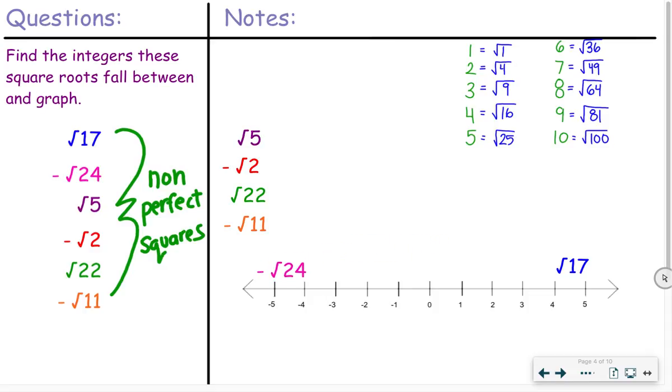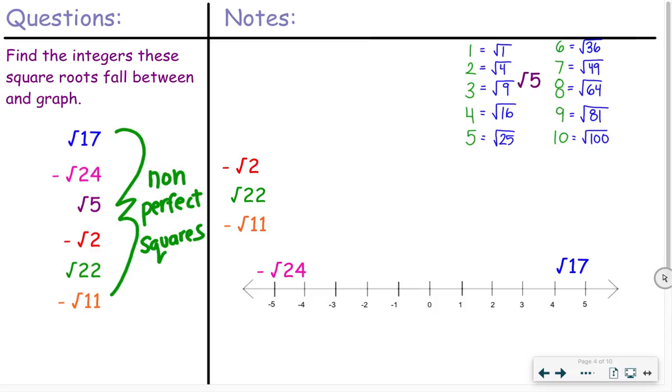So for example, for the square root of 17, if I took my calculator and figured out the square root of 17, it would give me a big long decimal that started with 4 point something, because it's between 4 and 5. If I took the negative square root of 24 in my calculator, I get a decimal that's negative 4 point something. Keep in mind though, for this lesson, you should not be using a calculator. You would not be able to use a calculator on these questions on your MCAs, and you will not be able to on your test either. So do not use a calculator.